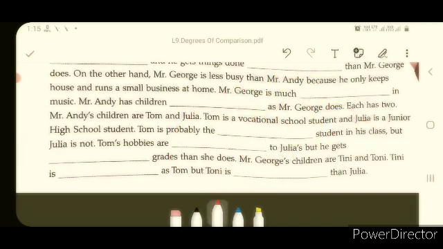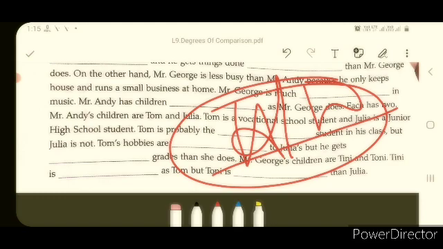Okay. So with this, we come to the conclusion of today's lesson. Remember, I'll upload each and every lesson's explanation shortly, and we will complete the English grammar syllabus, whatever is pending.